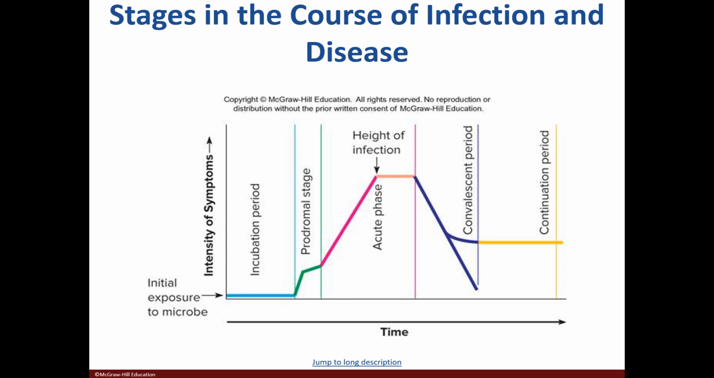Here we see the incubation period, the time of exposure to when we first see symptoms. The prodromal stage is where we exhibit mild symptoms. Our acute phase is where our most severe symptoms are seen. And then finally, the convalescent period, where our health improves. Again, only some infections have the continuation period.